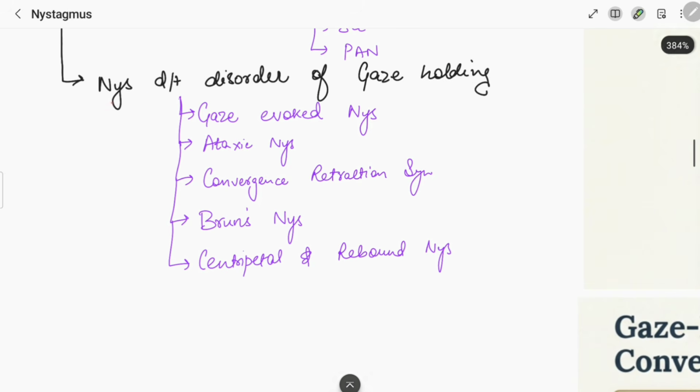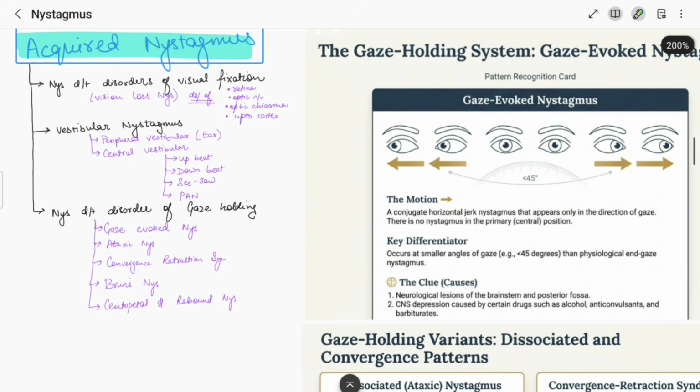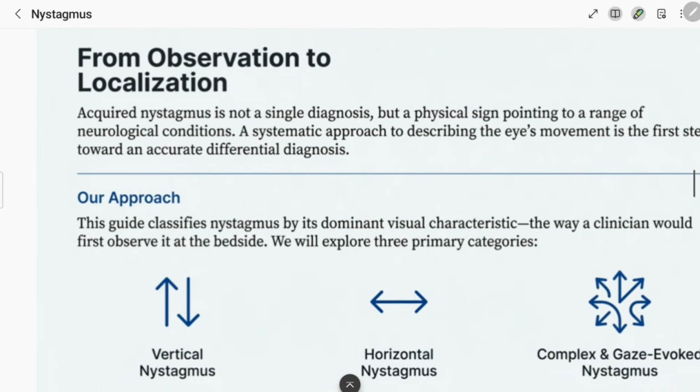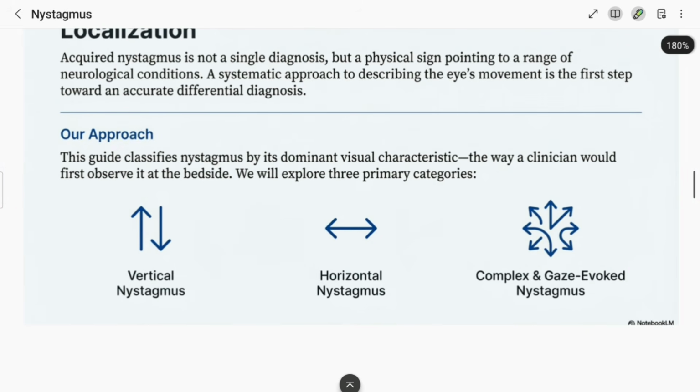The third category can be nystagmus due to disorder of gaze holding, which includes gaze-evoked nystagmus, ataxic nystagmus, convergence retraction nystagmus, Bruns nystagmus, and centripetal and rebound nystagmus. I'll discuss all of this in detail. Now, after understanding the etiology, we come to nystagmus, which can be broadly divided according to clinician perspective.